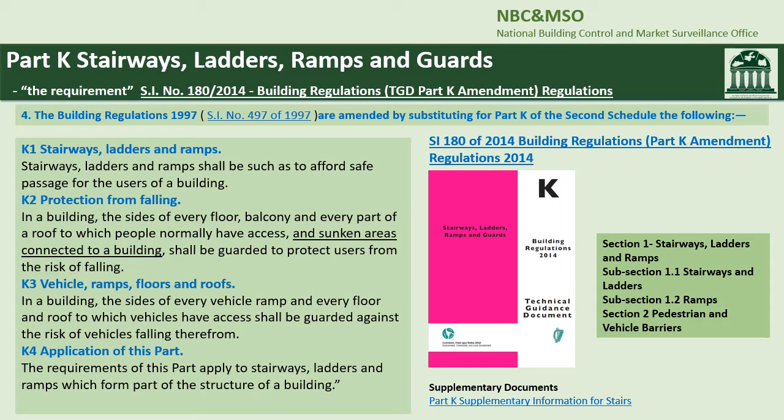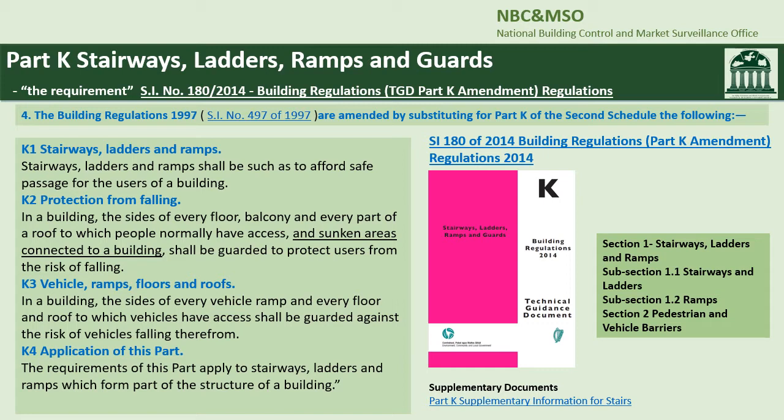In a building, the sides of every vehicle ramp and every floor and every roof to which vehicles have access shall be guarded against the risk of vehicles falling therefrom. K4, the application of this part. The requirements of this part apply to stairways, ladders and ramps which form part of a structure of a building.